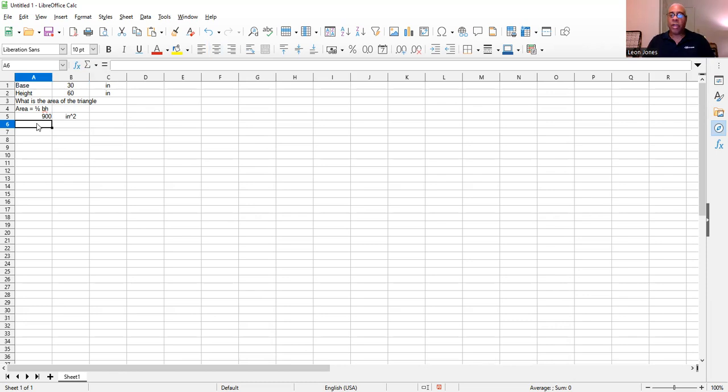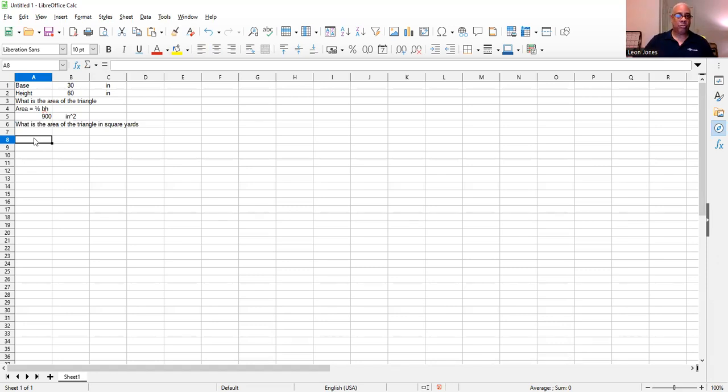Okay, now I'm going to take it. What is the area of the triangle in square yards? Now, some might say, well, this is a little tricky. Not so. Here's how to figure out this problem.